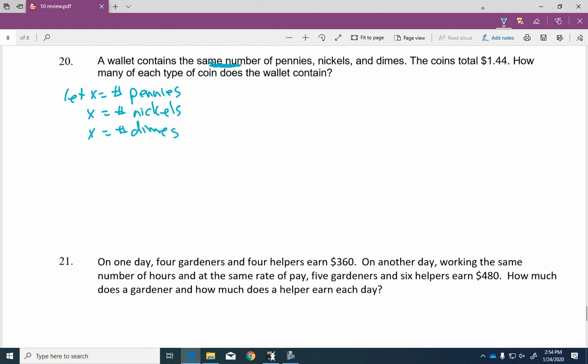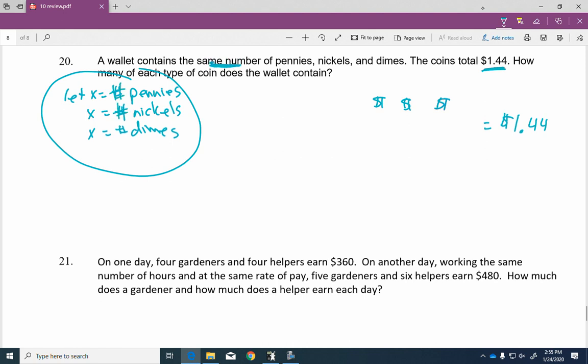It says that the coins total $1.44. That's money. In order to get money on the right side of my equation, I need something about money on the left side of my equation. These are not money. These are the number of pennies and number of nickels and number of dimes. I need to find the value of my coins.